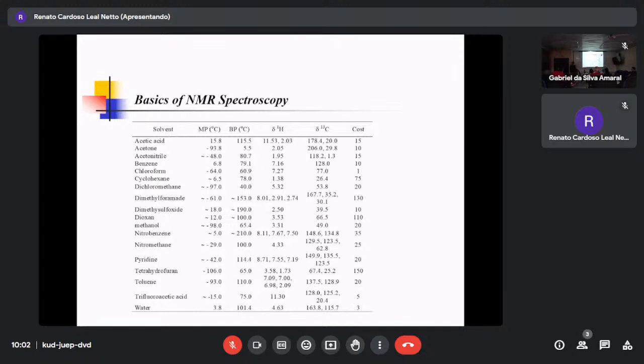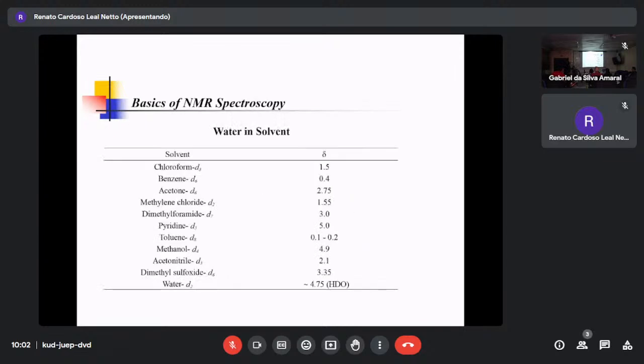The problem is the water signal's chemical shift. Here, you get this one. When you measure in chloroform, there is a small amount of water, at 1.5 ppm. In ethylene chloride, 1.5, and in pyridine, 5 ppm. It's very, very different because of hydrogen bonding. So when you process NMR spectra, you have to be careful. Where is the solvent signal? Where is the water signal?